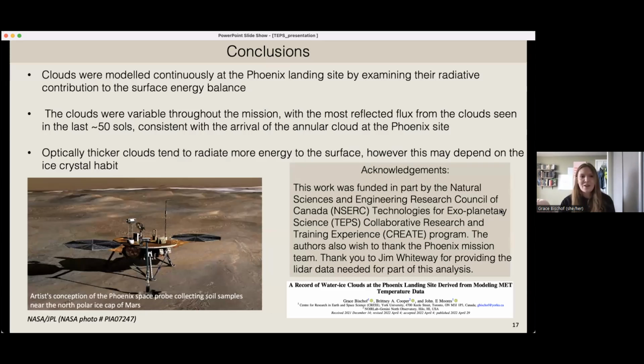And so that's all I have. Just to conclude what I talked about, we modeled clouds continuously at the Phoenix landing site by examining the radiative contribution to the surface energy balance. We could see that the clouds are variable throughout the mission, with the most cloud emission being seen in the last 50 sols. And we were able to see that optically thicker clouds tend to radiate more energy towards the surface. However, this may depend on ice crystal habit.